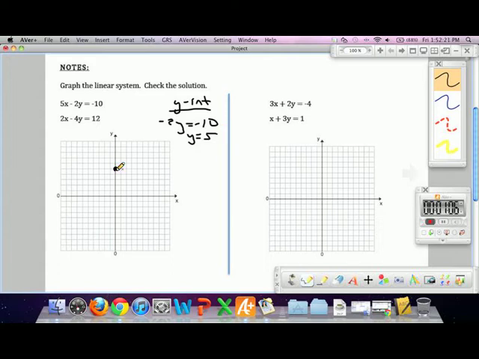The x-intercept is when we leave x and put 0 for y. So what's our x-intercept of our first line? Negative 2. Plug in 0 for y and get 5x equals negative 10. x is negative 2. And then we can draw a straight line through them. You get a nice straight line through them. Okay? This would be line 1.